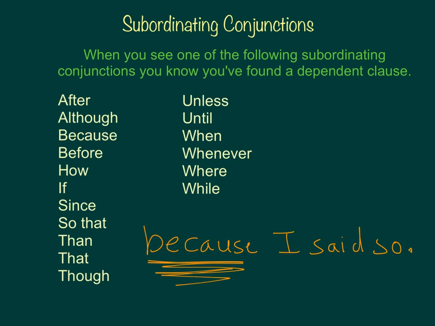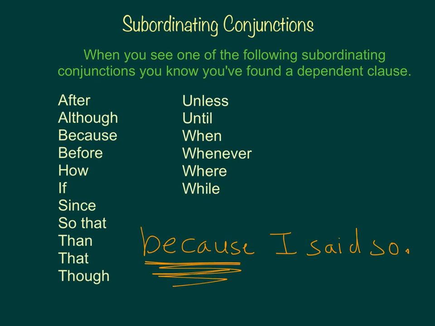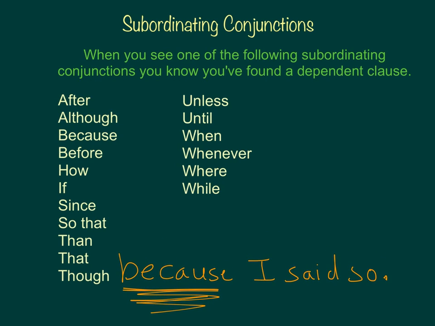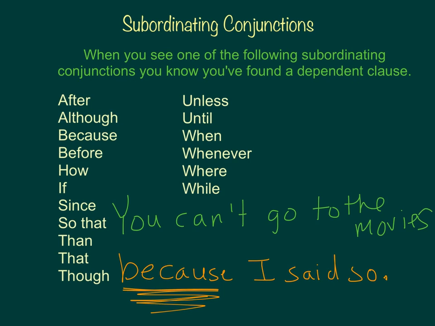We can turn this dependent clause into a complex sentence by simply adding an independent clause to the beginning of it. So let's slide this down. And what we're going to do is write something like, you can't go to the movies. This is an independent clause because if you read it on its own, it makes sense. We won't put a comma, and I'll discuss that in a second. So, you can't go to the movies because I said so.